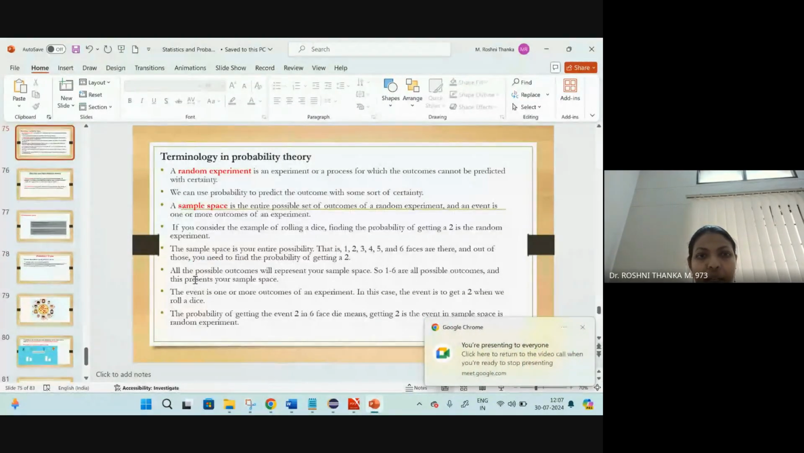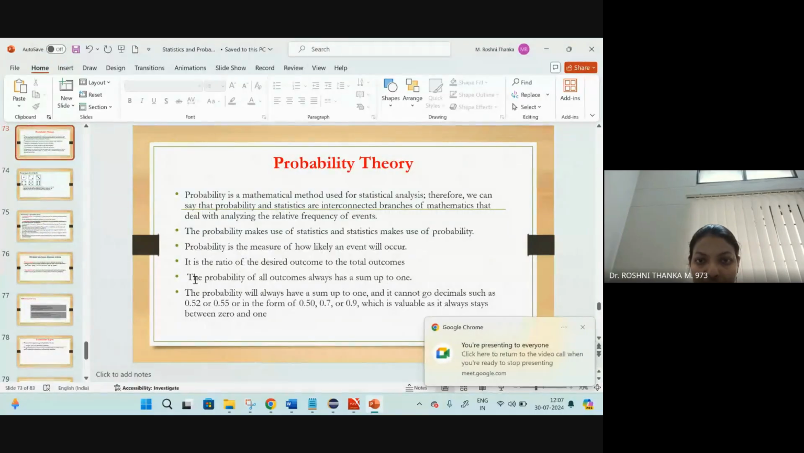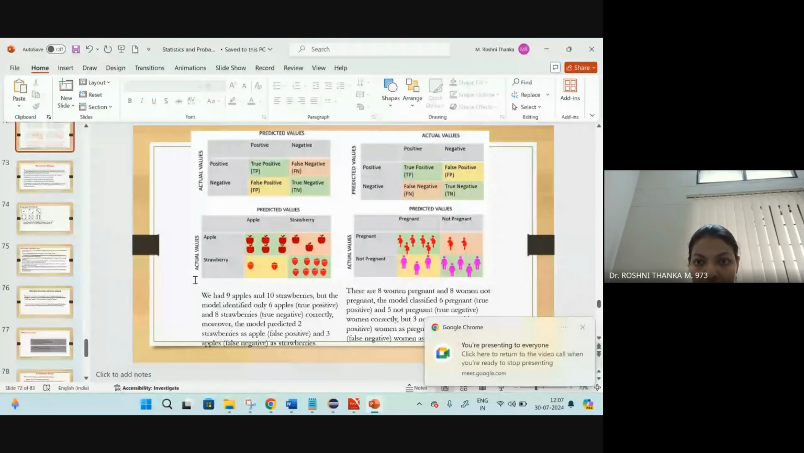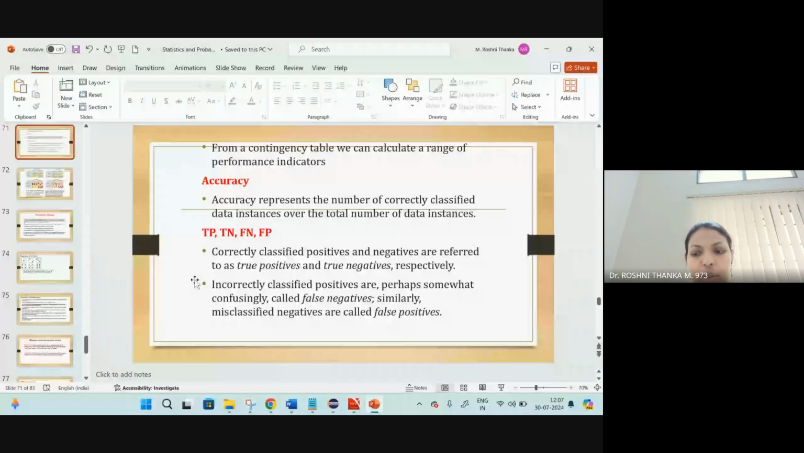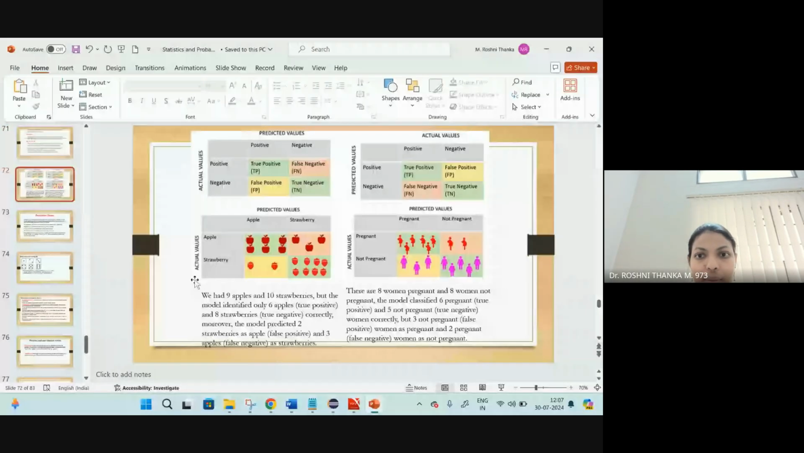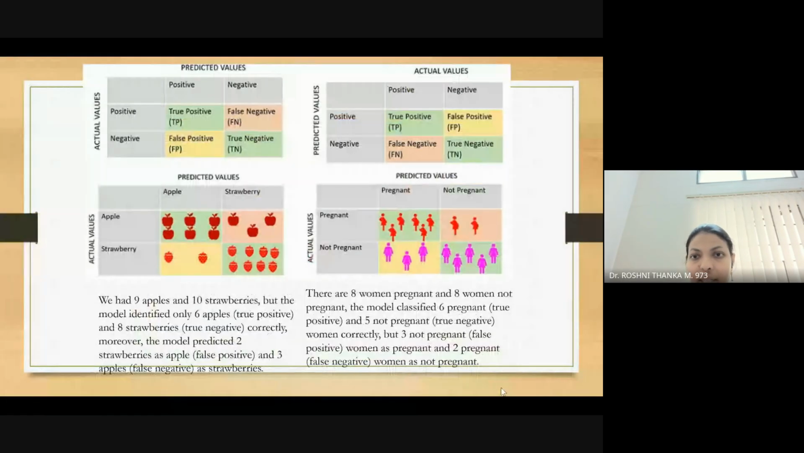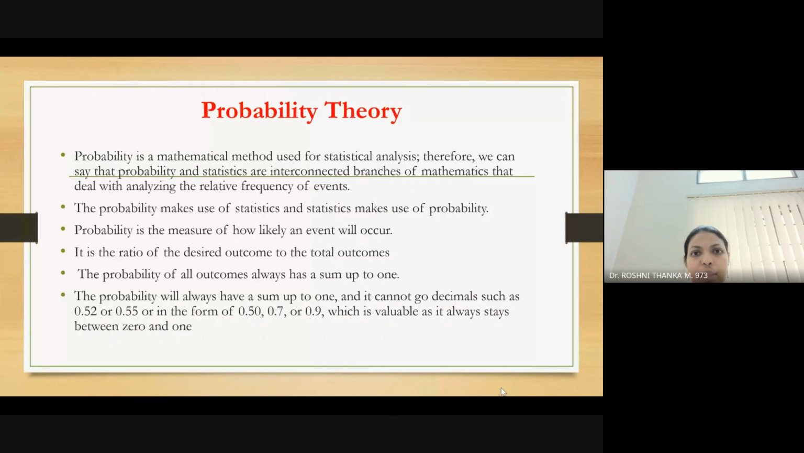In this class, we are going to learn about probability theory. In the previous class, we learned about the confusion matrix. I hope you all remember the confusion matrix. It is an evaluation matrix for evaluating your classification problems. The next one is probability theory.